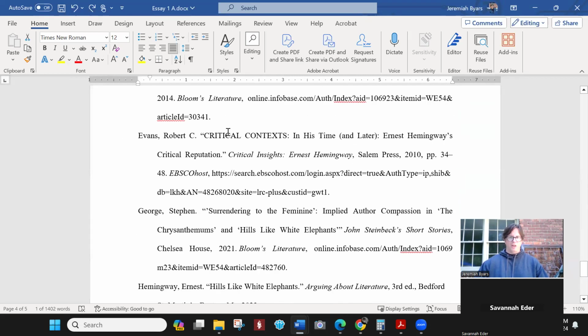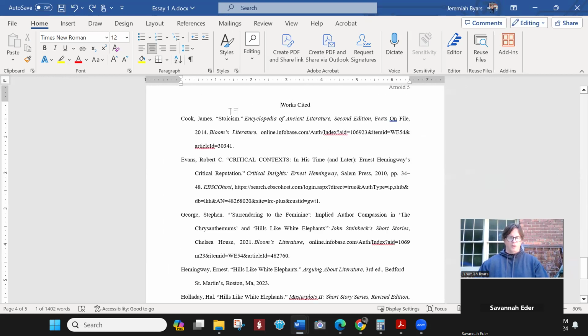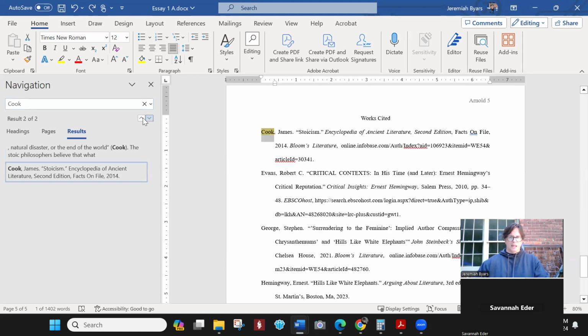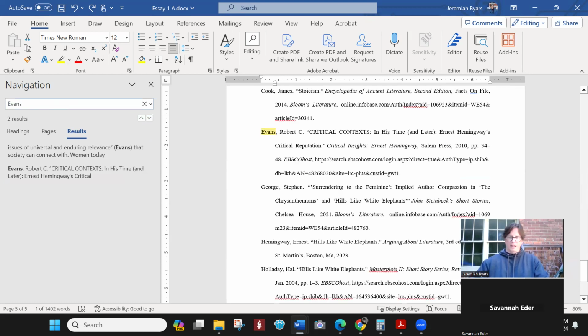And if I check the works cited page, all right, let's see here. Cook, 2 results. Once there and once in the essay. All right, Evans, and I'm not gonna go through all of these because I already have, because I check. Evans is used there and it's there.